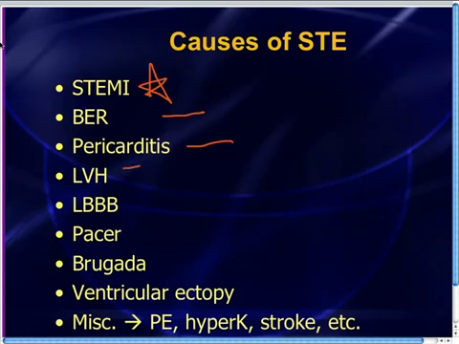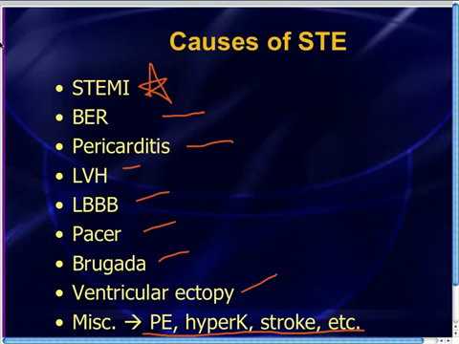LVH may be a chronic condition, left bundle, pacer. Whenever you mention left bundle, you always throw pacer in the differential as well. Brugada syndrome, which we've talked about before, these are patients that usually present after syncope, usually are not actively having chest pain. It's more of a syncope, pre-syncope. Ventricular ectopy, or PVCs, can often produce ST segment elevation. And then there's a handful of miscellaneous, less common things.